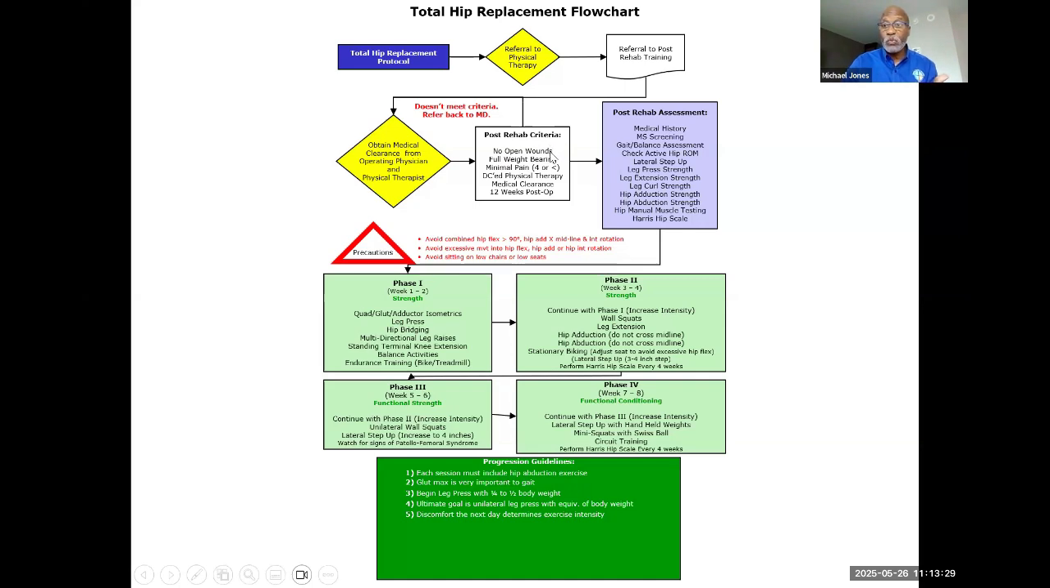So notice with this one, no open wounds. It's a surgical procedure. Full weight bearing. They should be able to fully weight bear by the time they get to you. They have minimal pain, 4 or less on a 1 to 10 scale. They've been discharged from physical therapy.